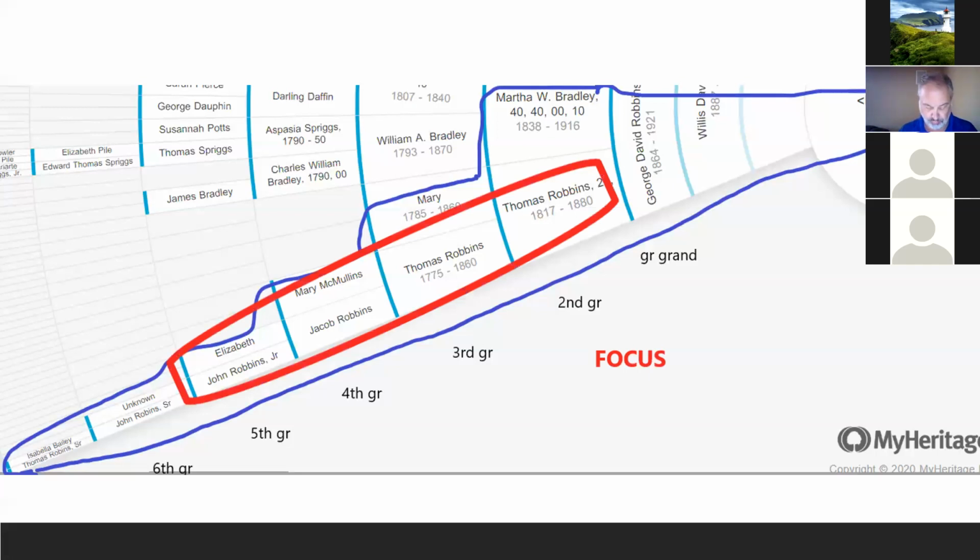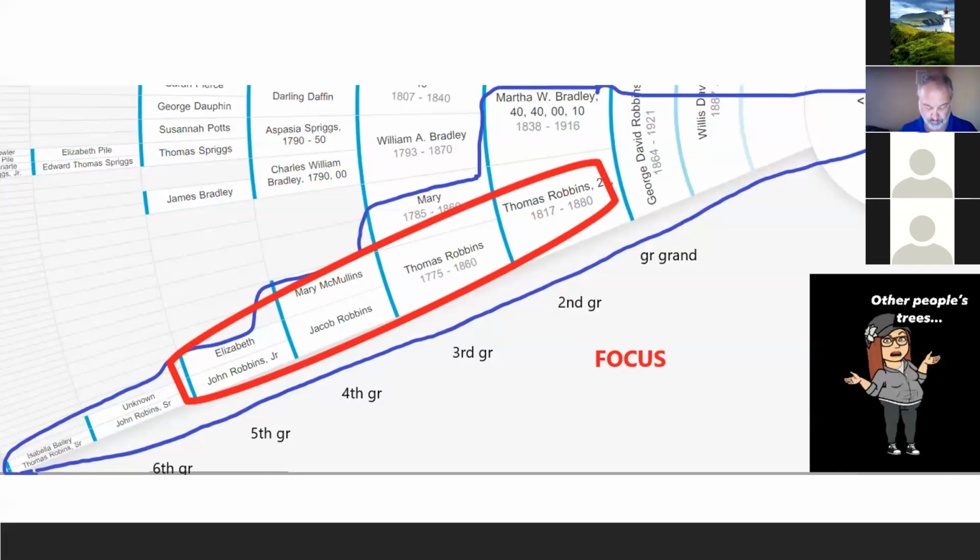So you can see in here a lot of names that I recognize. But remember, other people's trees. We always have to be aware that not only our tree, but other people's trees can have errors. They may have the wrong people in the wrong place at the wrong time, at the wrong age. You just never know. So it's something to always keep in mind.